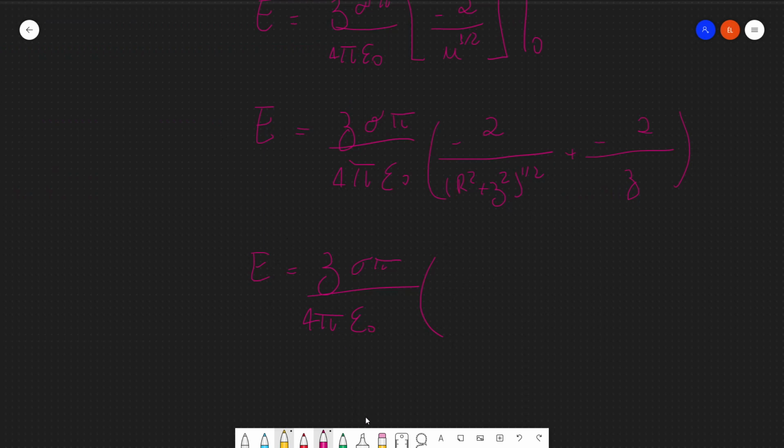Why is there a minus here floating around? That's so odd. 2z minus 2 over the square root of r squared plus z squared, like so.